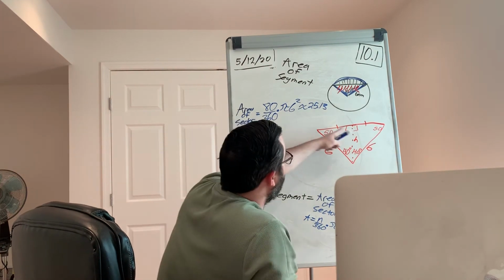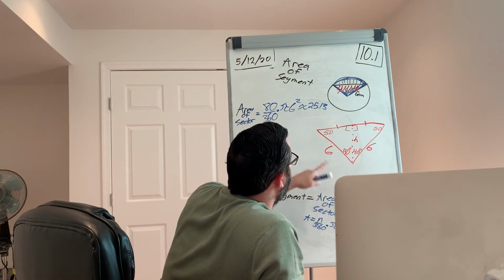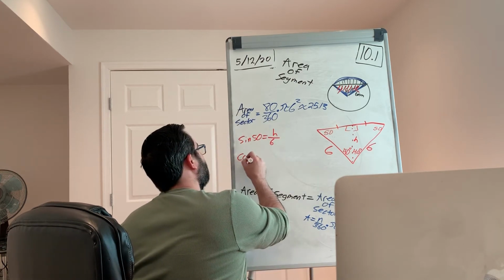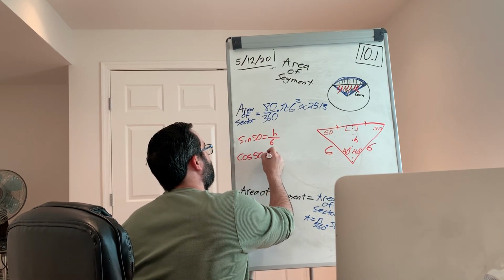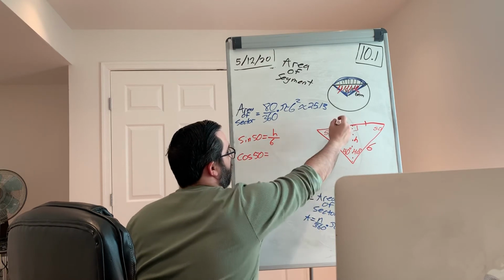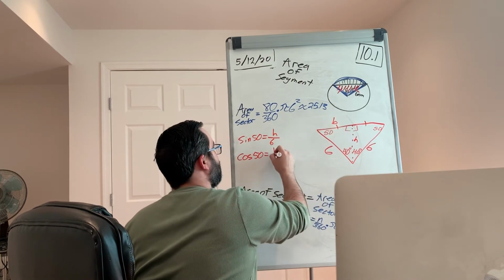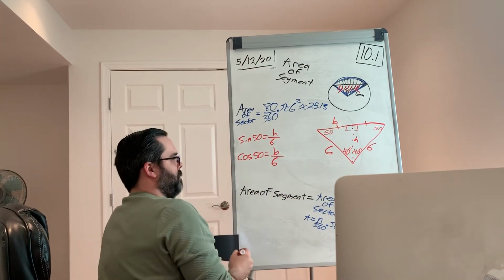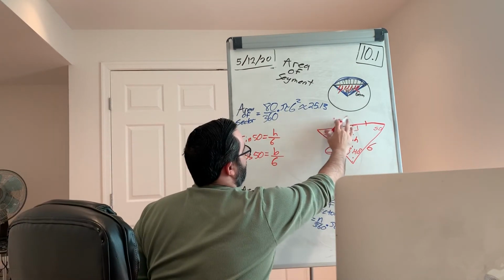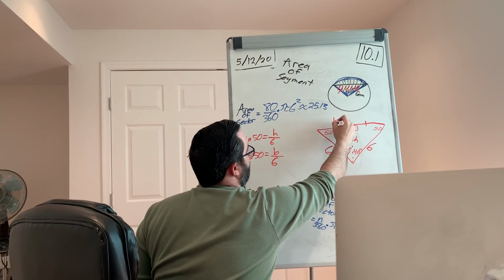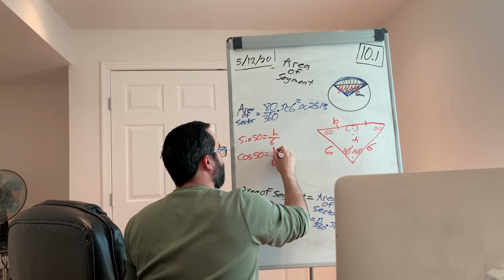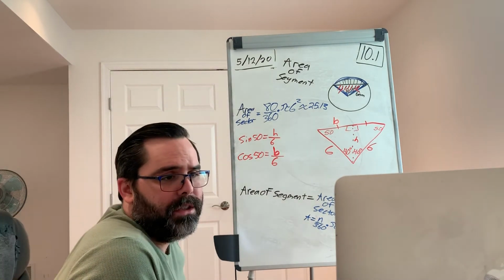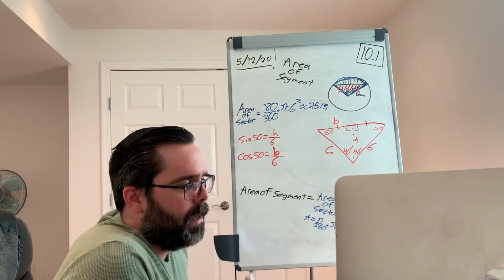If I want to find the base, I need to do the cosine of 50. Cosine of 50 equals the, we'll call this b for base, over 6. So those are my two ratios. Now I can find out what the base and the height of this triangle are.